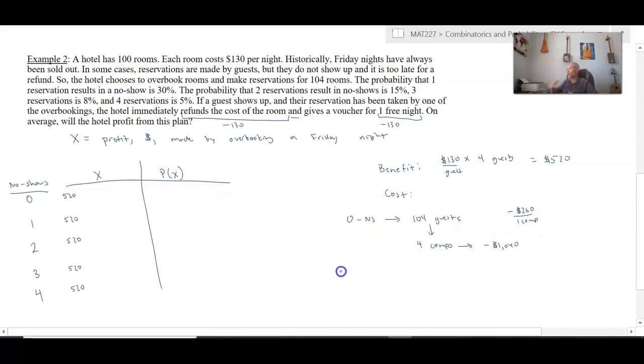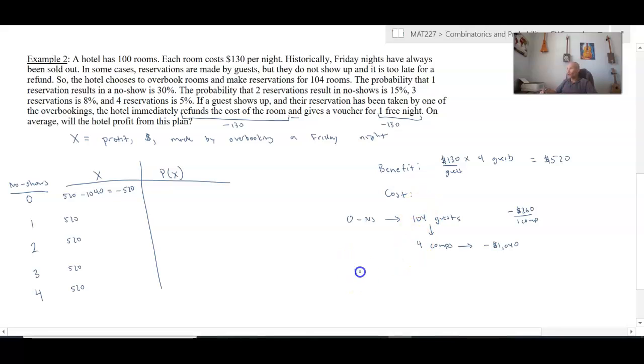They're going to have to refund all of that $520, but then they're also going to have to give 1 free night to each of those 4 guests. So even though they made $520, now they're actually going to end up losing $520. Right? The $520 that they collected for the 4 extra rooms, but now they lost the $520 and they lost an additional $520 for those 4 guests, because they had to give a free night.